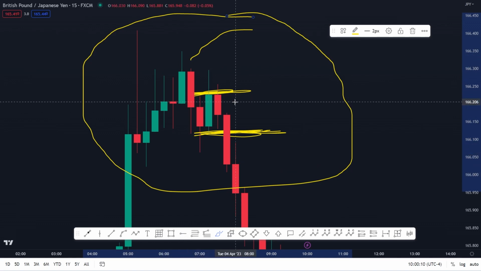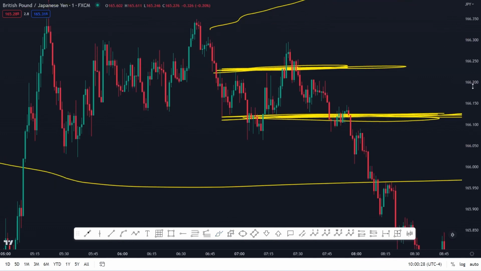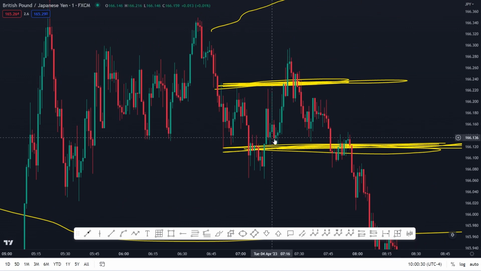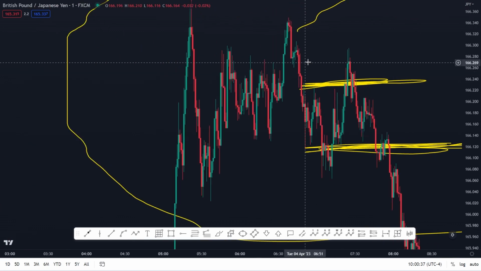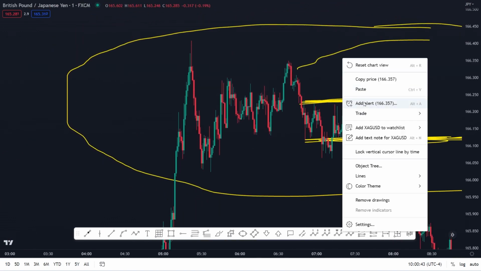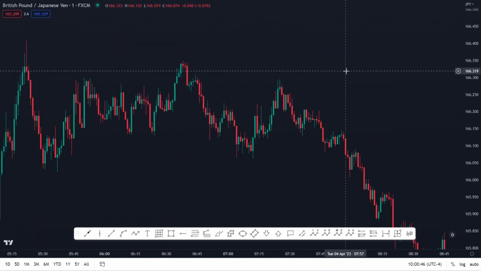So let's move on to maybe the 1 minute, because we are still on the 15 minutes. We are going a little bit down right now. As you can see right now, that break of market structure happened around these areas here. So that's why you can see that this trade even failed if you are still trying to enter the market around here.